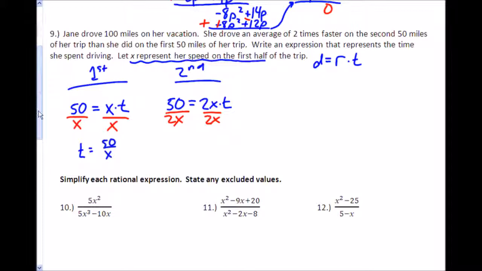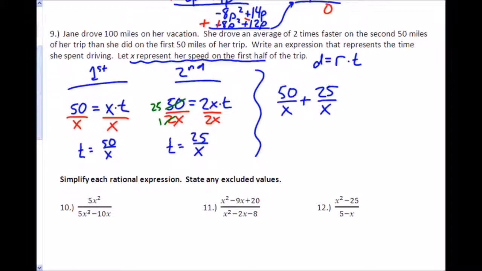And when I do that, again, this is just reducing. The 50 and the 2 reduce to a 25 and a 1. So in other words, the time for the second half is 25 over x. And really, it's asking me for the total time. Well, if I want the total time, I take the time from the first half of the trip plus the time that it took for the second half of the trip, and I add them together. And here, I need common denominators, which I already have. So I add these together. It's 75 over x. And that's it.